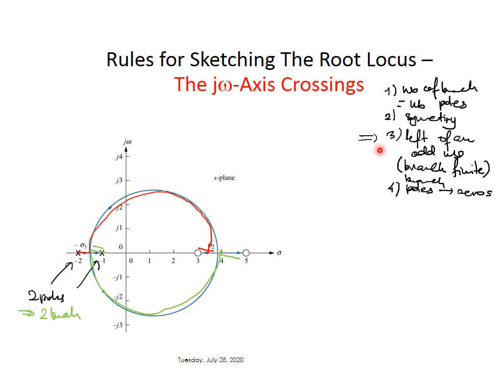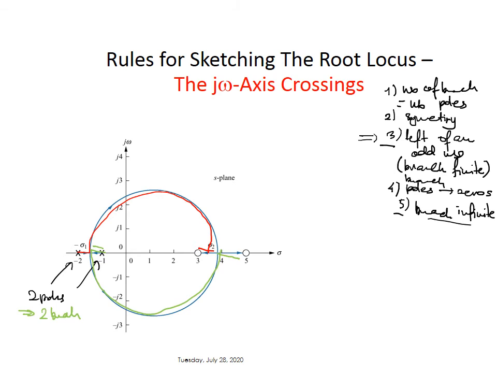Well, basically there's another rule, the fifth rule. It is for the cases where you don't have finite branches. The rule of 5 is basically applied for infinite branches. If you have more poles than zeros, it means you will have infinite branches.